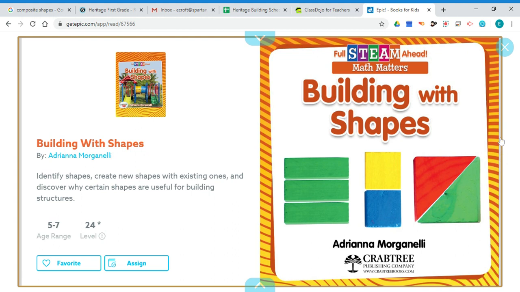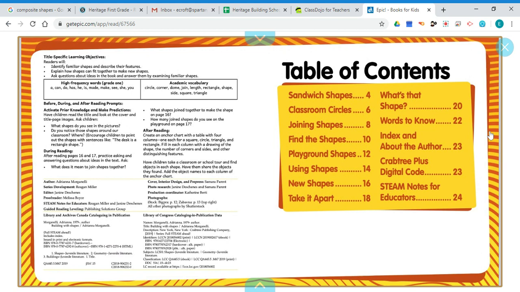So it's not letting me turn the page. There we go. There again is our table of contents with these are the topics that you can find in the book and the page numbers where you can find the topics.